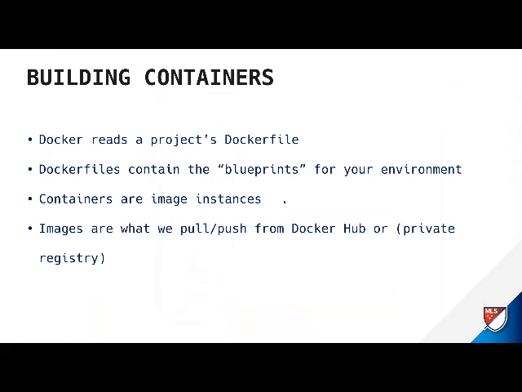And images are what we pull and push from Docker Hub or any private registry, right? So an image is what you're generally working with, unless you're dealing with a running process, which is a container. So if we're building something, we're dealing with images. But if we've pulled this image down in production and we want to start our application, now we're starting a container.